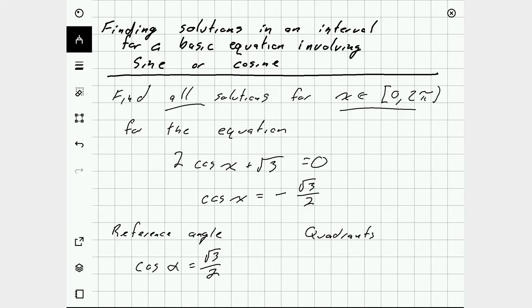I also know, all students take calculus. Cosine is positive in the first quadrant and in the fourth quadrant, so those are out because we have a negative here. Cosine is negative in the second quadrant and in the third quadrant. So there is how we will find our solutions.